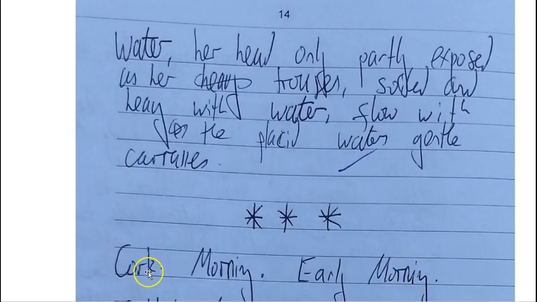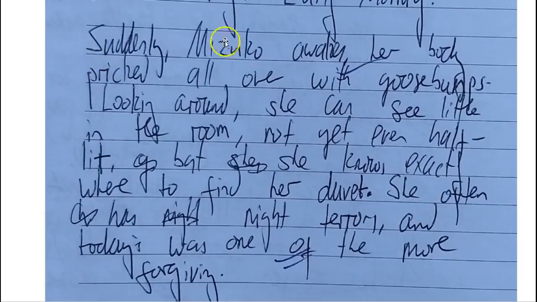Now we've got a contrast from Mizuko being somewhere in a foreign place we've never heard of, the Kilda River. Suddenly we're in Cork, which is Ireland, and this is a strange place to associate with the Japanese name. Suddenly Mizuko awakens, her body pricked all over with goosebumps. Well, this is odd because we thought she'd just died, and we're gripped. How on earth has she got here?